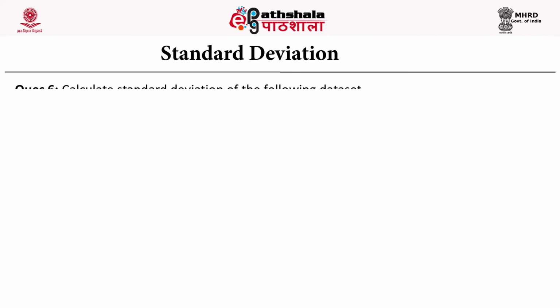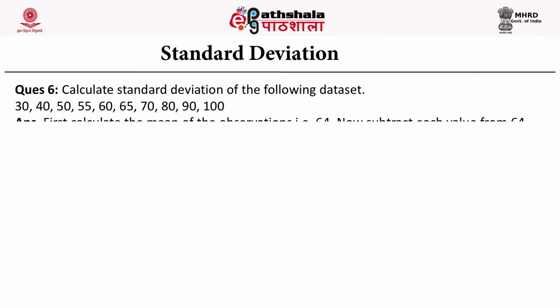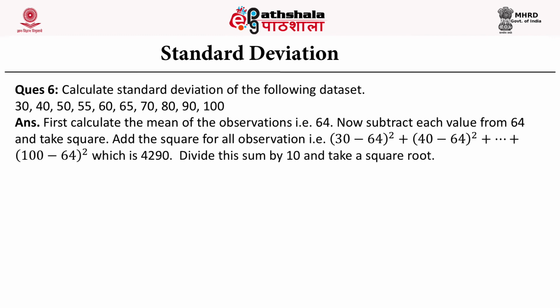Now in this data set we are trying to find the value of the standard deviation. For finding the standard deviation, first we have to find the mean value of the observations. As we can see, the mean of the observations is 64.